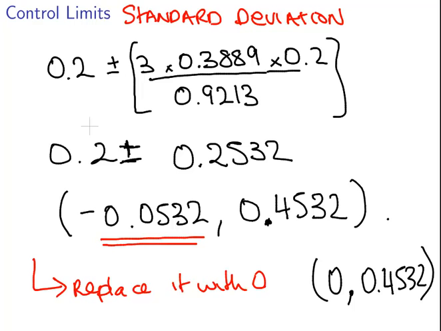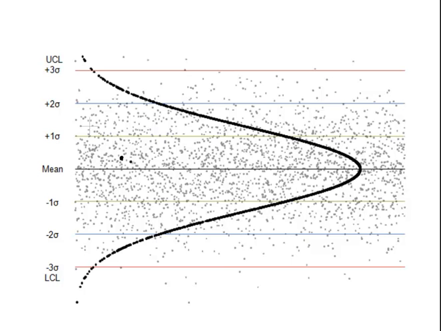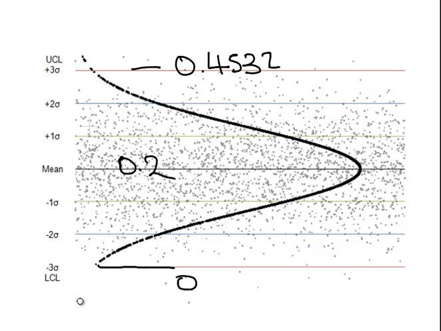So on our control chart it would look something like this. 0.2 here. Down here would be 0 at the lower control limit, and up here it would be 0.4532. Okay. And necessarily you wouldn't see anything down here. It would be baselined at 0.